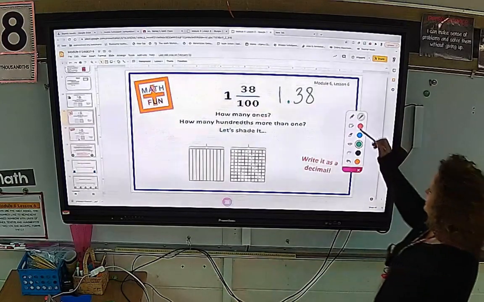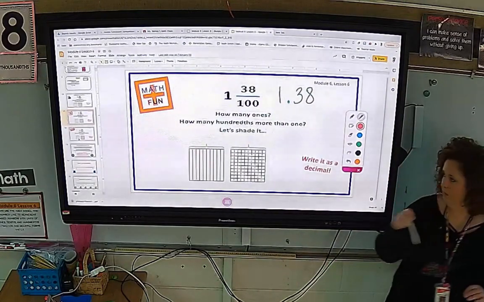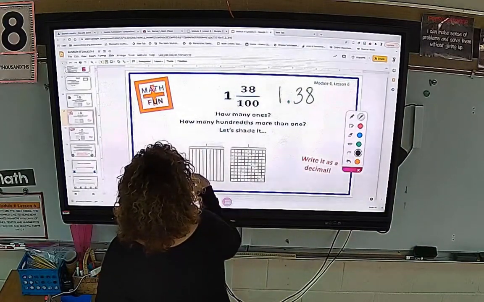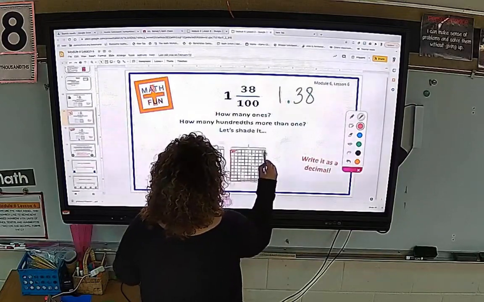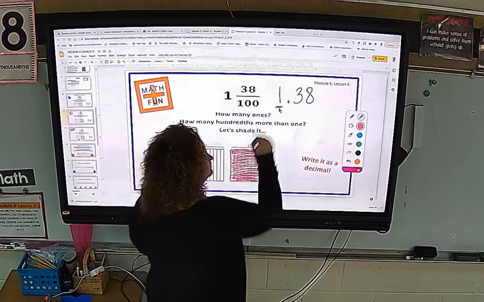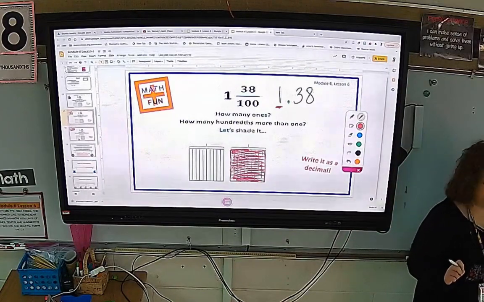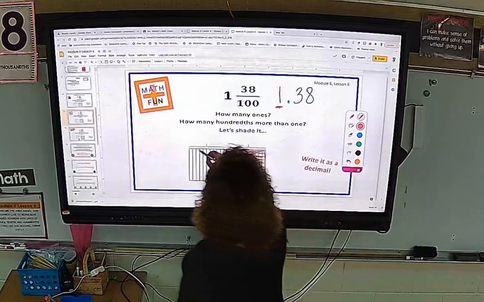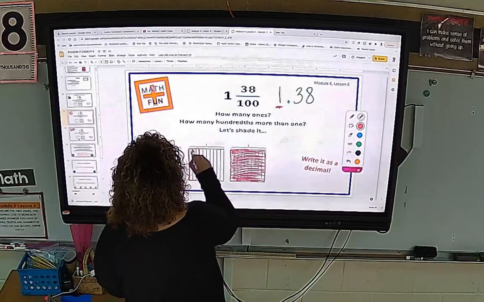How would this look, Caleb? You would shade in one whole box. Okay, so I'm going to draw. Mine's going to look backwards because I want it to. All right, there's our one whole. And then you would go over to another box and you would shade 3 of them in, and then cut 1 into tenths and shade 8 of those.